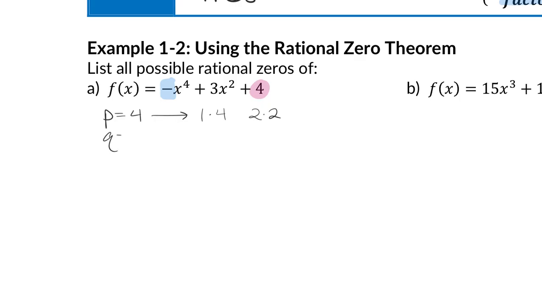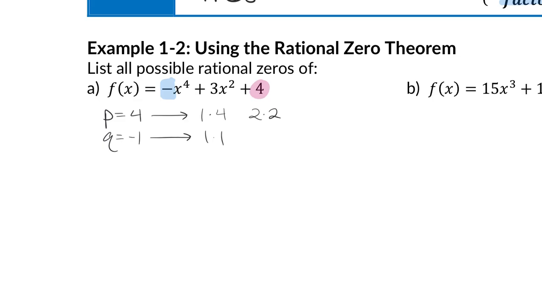The q value is -1. Now I know that it's negative, but I'm going to ignore it because we have a plus or minus in our formula here, so it's fine. But what are all the numbers that multiply to make 1? 1 and 1. So only one unique number, which is nice.